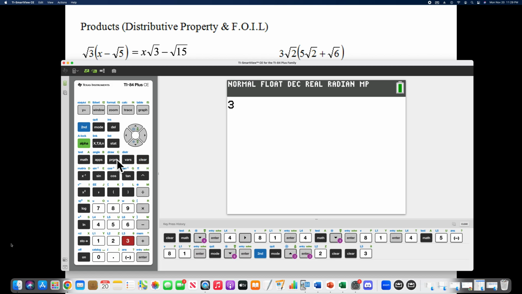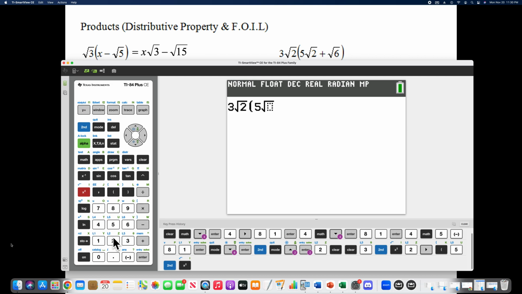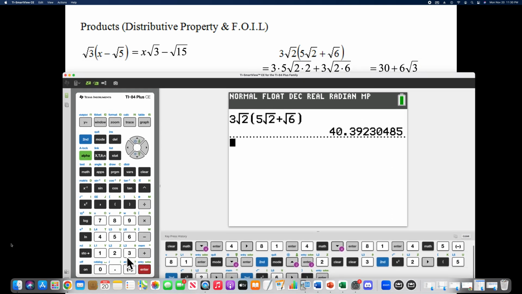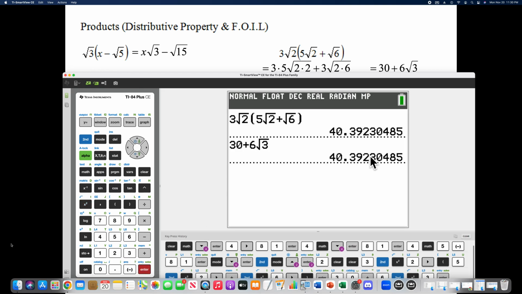So 3 second square root of 2, go out of the square root, left parentheses, 5 second square root of 2, plus second square root of 6. Make sure you get out of those square root symbols. Hit enter. There's my decimal representation. I type in my answer, 30 plus 6 second square root of 3. Hit enter. Same exact decimal representation.